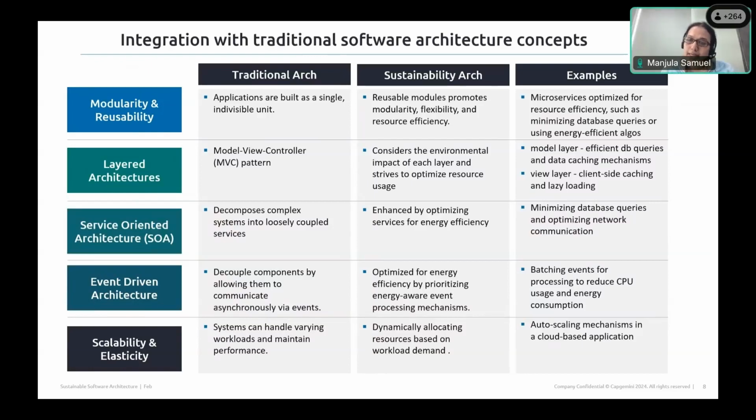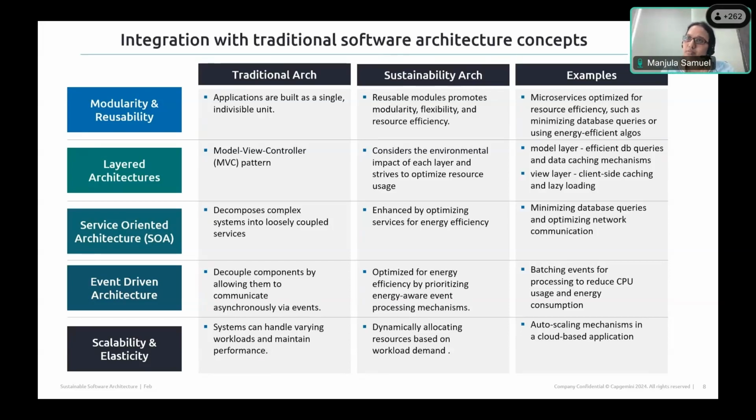The first one is modularity and reusability. Your applications are built as a single indivisible unit, so breaking them down into more reusable modules promotes modularity and flexibility. You could be decomposing a monolithic e-commerce application into microservices, allowing each service to be independently developed, deployed, and scaled. For sustainability, each microservice can be optimized for resource efficiency, such as minimizing your DB queries or using energy efficient algorithms.